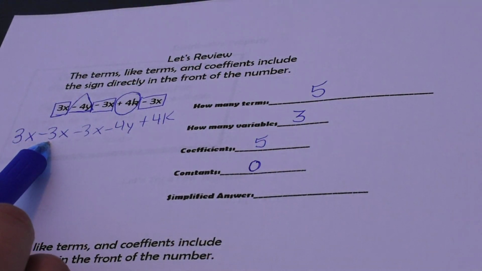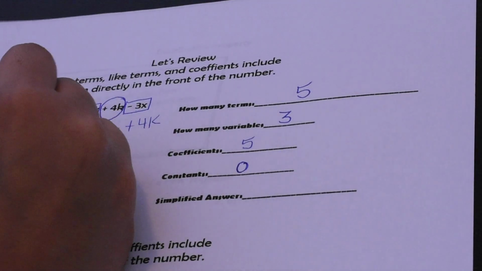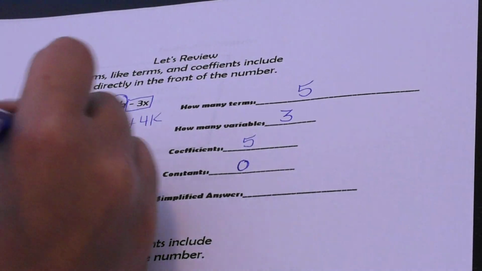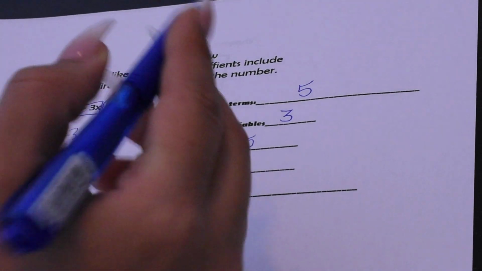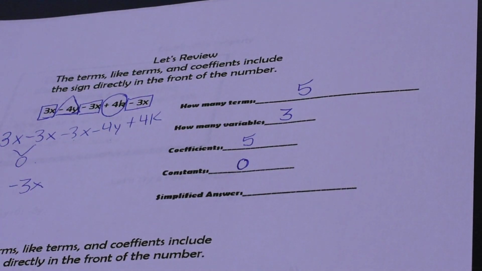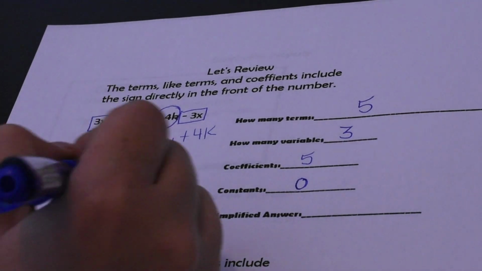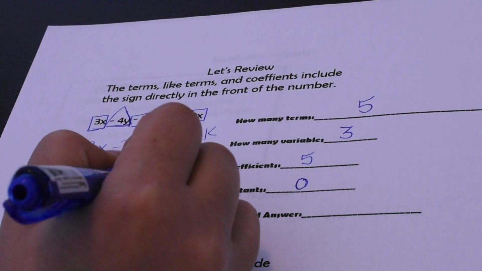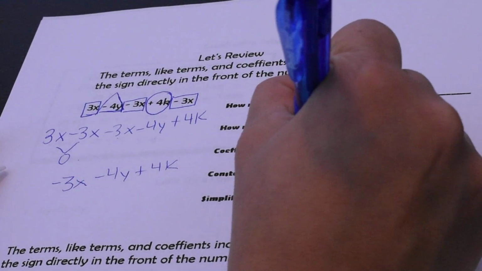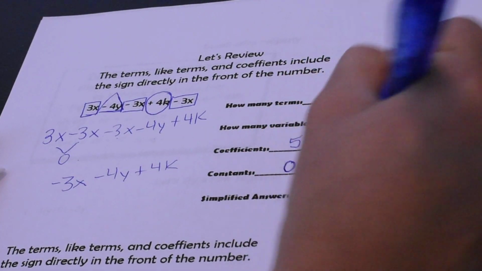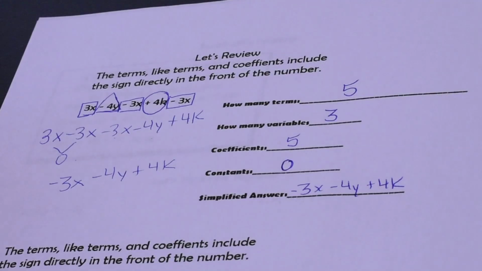So 3x minus 3x is 0, right? Minus 3x is negative 3x. And then negative 4y and 4k, I can't combine with anything. So I'll just write minus 4y plus 4k. That's my simplified answer. Negative 3x minus 4y plus 4k.